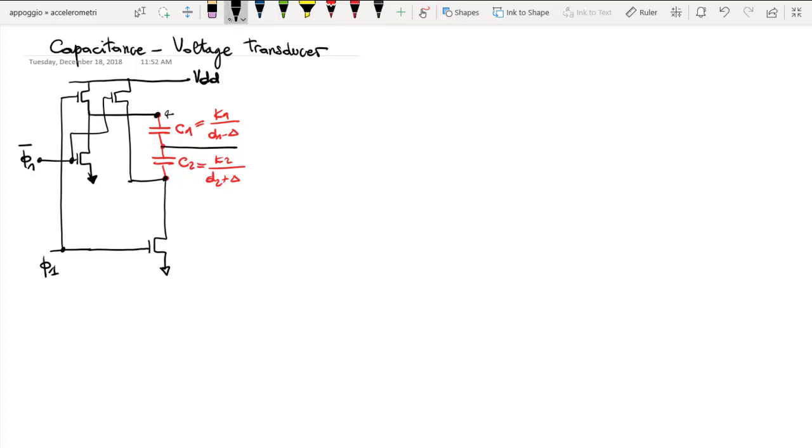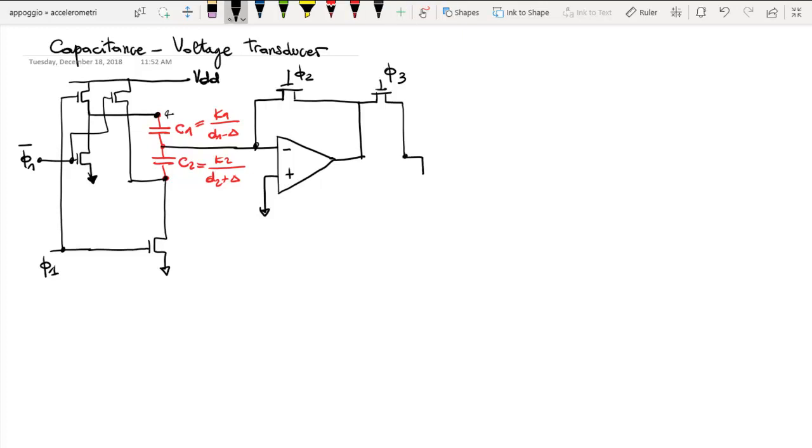Now, and then here we need an amplifier operated by a phase phi2 and this by phi3. Okay.